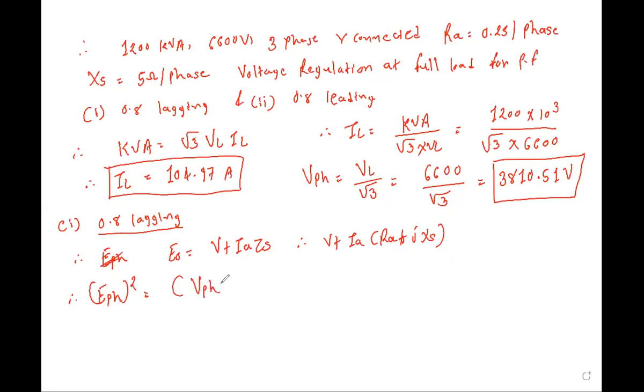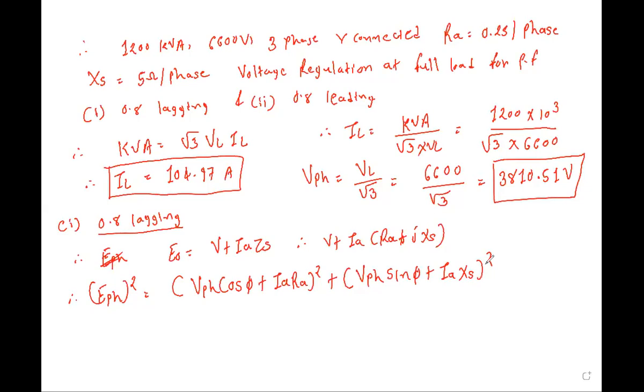(VPH cos φ plus IA RA) square plus, now XS is the reactive component, (VPH sin φ plus IA XS) square. We have to take the power factor, because power factor is 0.8 lagging. So that is the equation for finding the EPH at no load. That we will solve again in the next lecture.